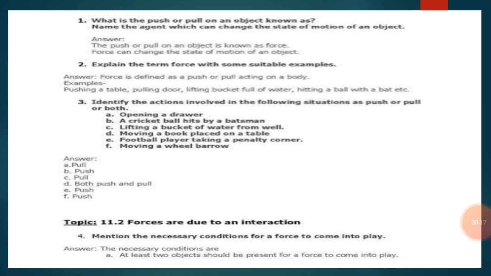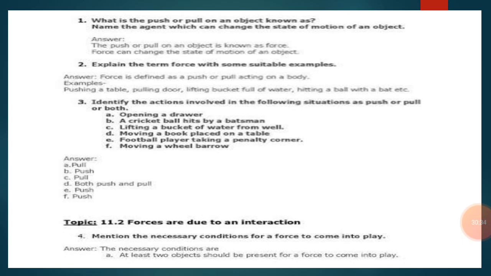Explain the term with some suitable examples. So how can you define force? Force is defined as a push or pull acting on a body. There are certain examples: pushing a table, pulling a door, lifting a bucket of water, hitting a ball with a bat. These are all examples that show force.